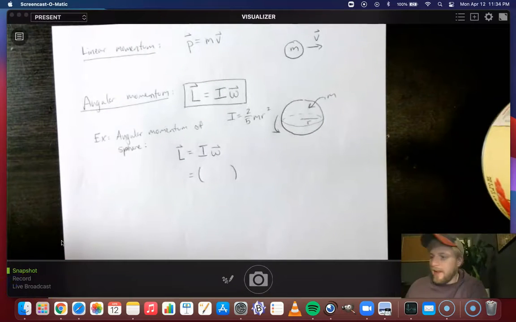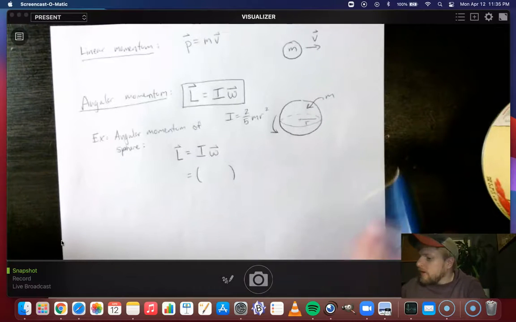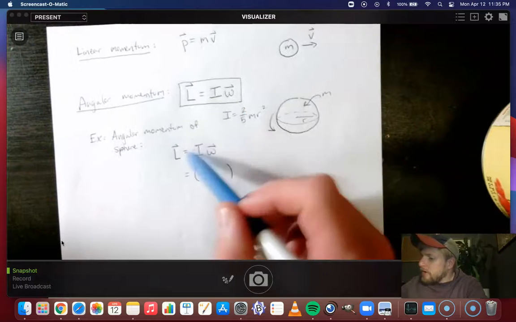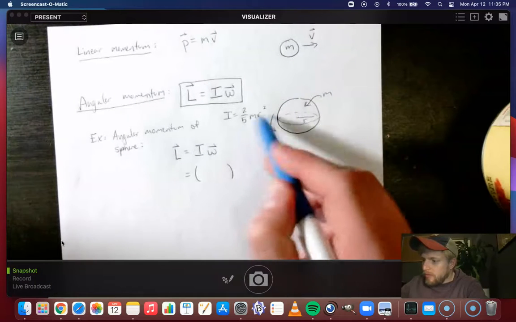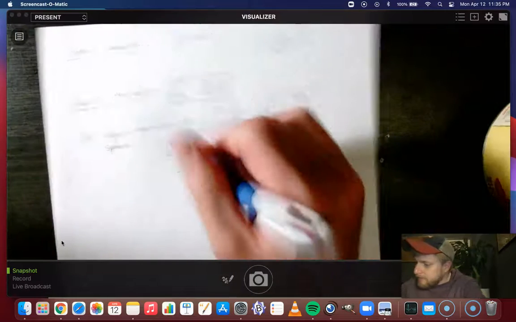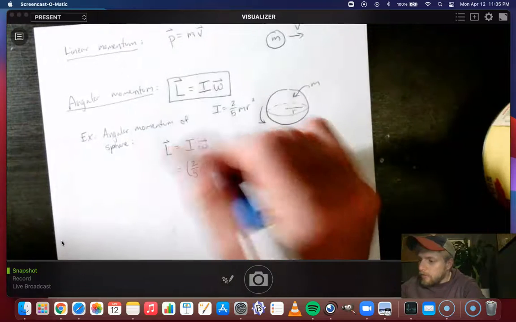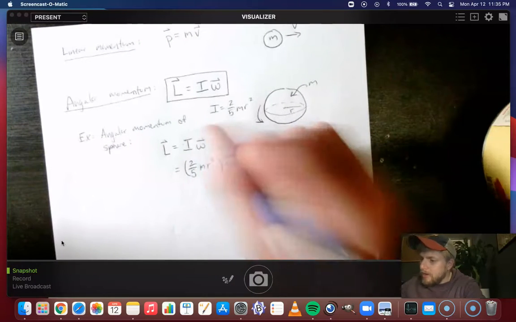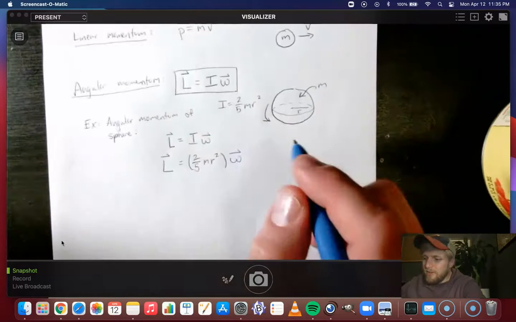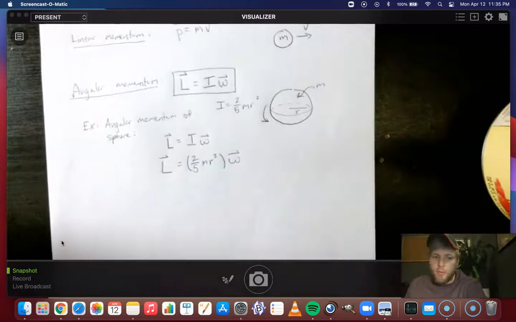Just as an example of how we would apply angular momentum to a spinning solid sphere, we can insert some information. So the moment of inertia of this shape is 2/5 mr squared. So we'll plug that in for the moment of inertia I. And then, of course, the angular velocity we'll just leave as omega. And so this would give us the angular momentum. So again, this is just an example. The thing I want to figure out is the direction here.